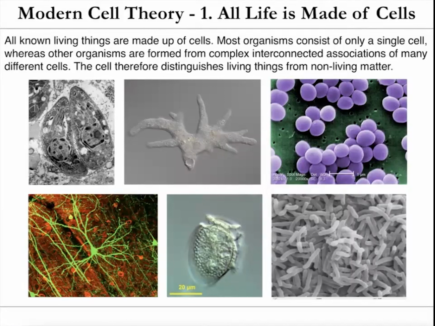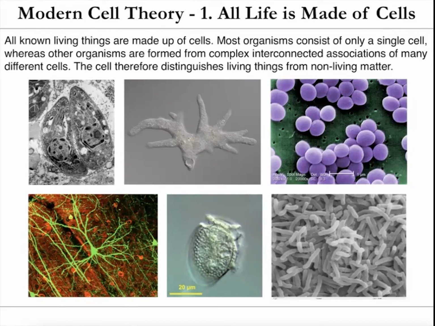In your book, they talk about modern cell theory, and there are basically 6 points about it. These are 6 points that all cells have in common, and that outline their importance to life. Number 1 is that all life is made of cells. All known living things are made up of cells. Most organisms, most species on the planet, consist of only a single cell. However, other organisms are multicellular, a complex interconnection between a bunch of different cells.